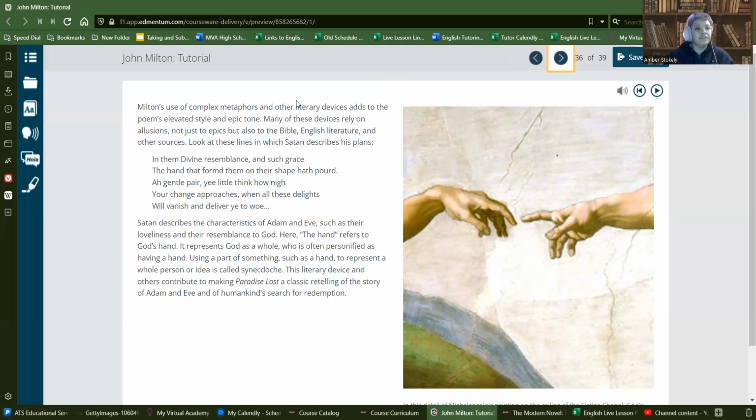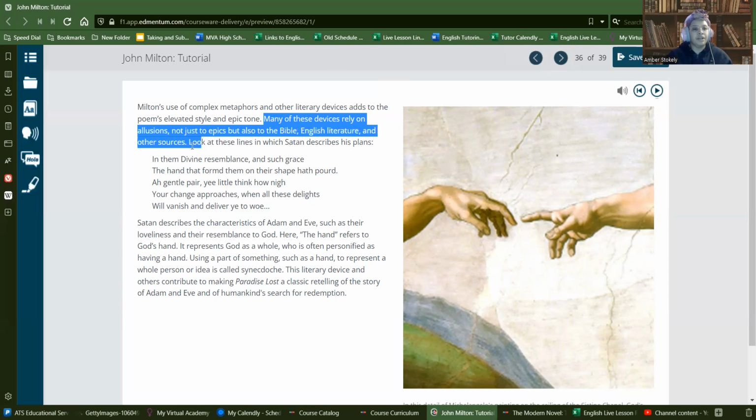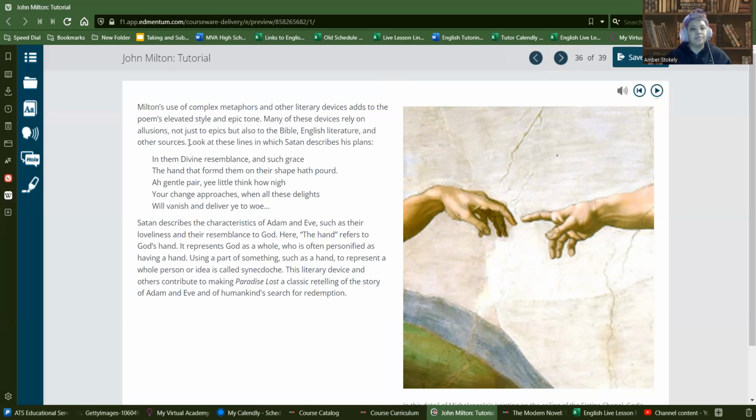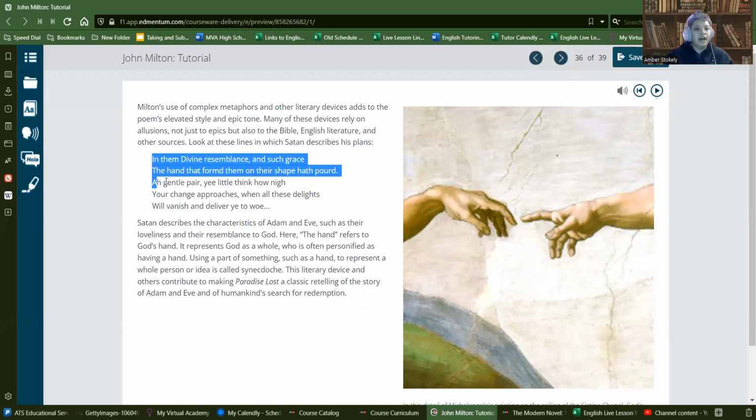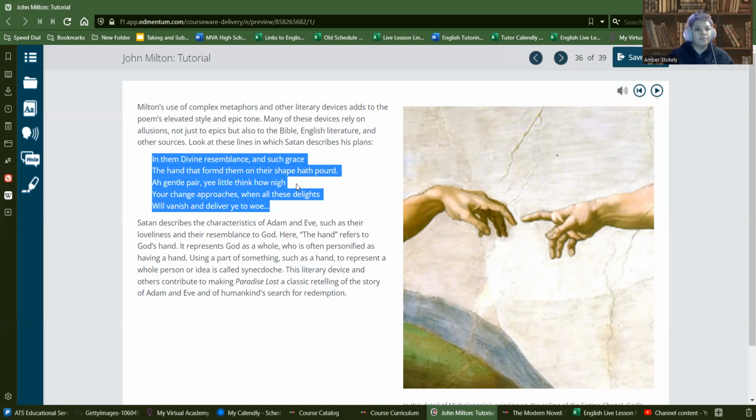And it says many of these devices rely on allusions. So remember, that's references to the older things, not just to epics, but to the Bible, English literature, and other sources. So then they give you an example of this. Look at these lines in which Satan describes his plans. In them divine resemblance and such grace, the hand that formed them on their shape hath poured. Ah, gentle pair, ye little think how nigh your change approaches, when all these delights will vanish and deliver ye to woe.